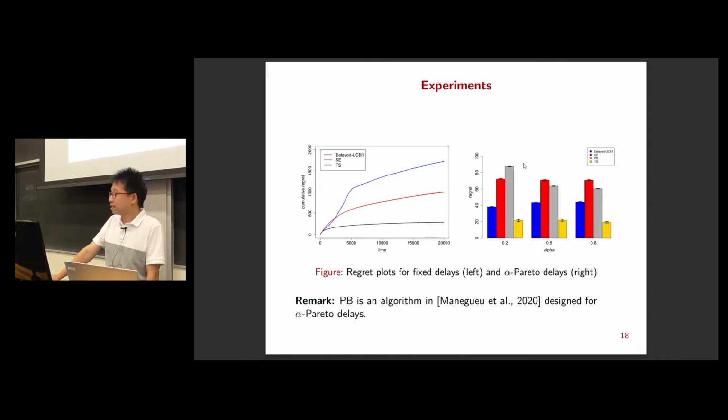On the right, there's another algorithm we consider called patient bandit. That's from the 2020 paper, where they consider alpha Pareto delays, and they use these alpha parameters to construct an upper confidence bound for this particular long tail delay distribution. And we see Thompson sampling is better than all the other three in this scenario.